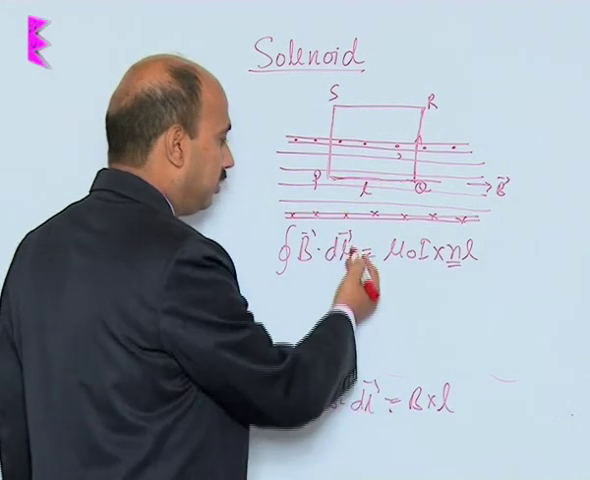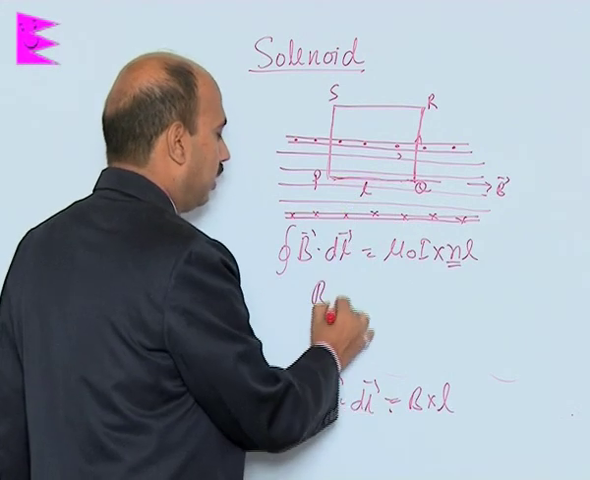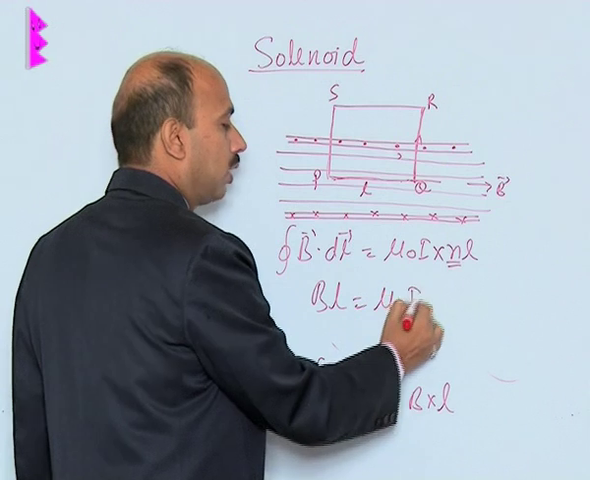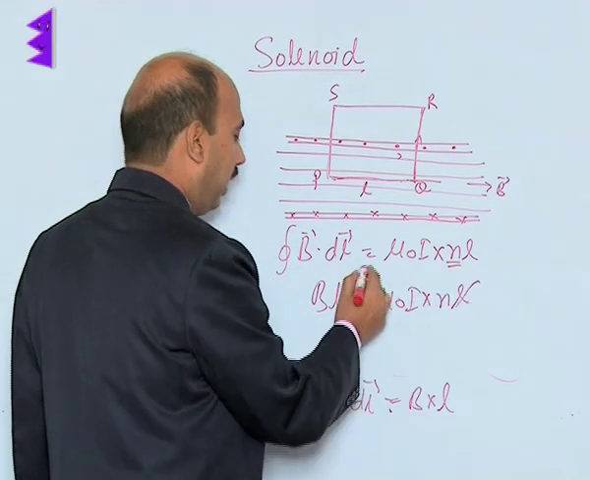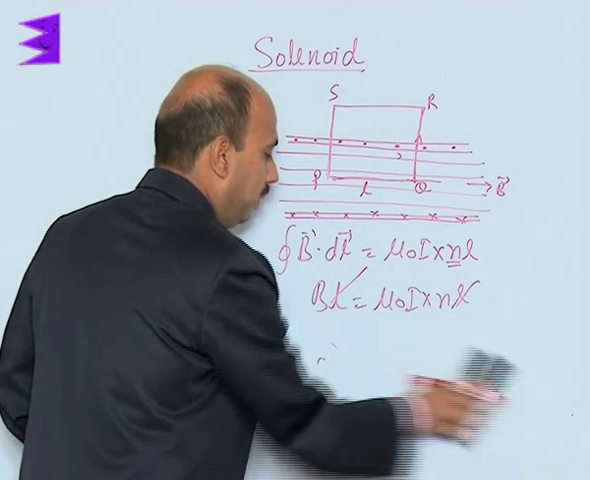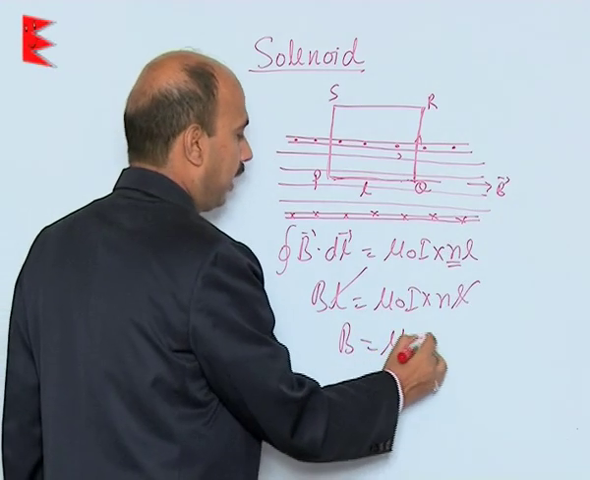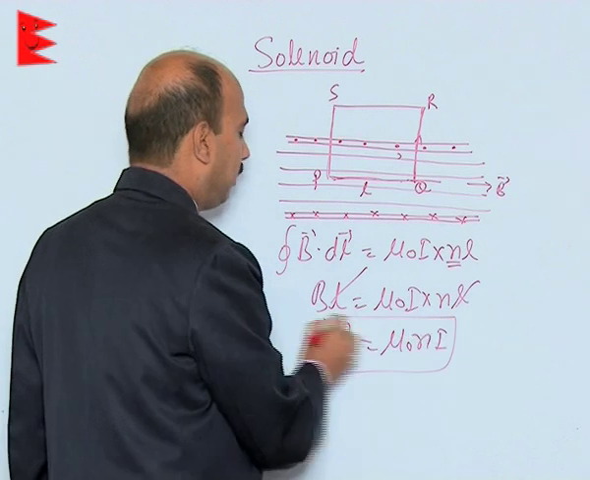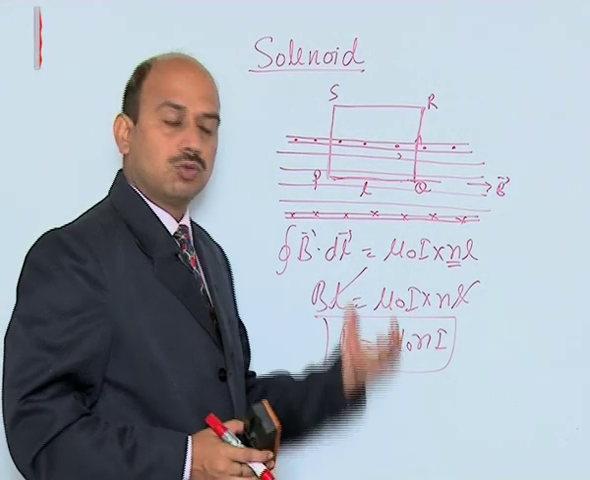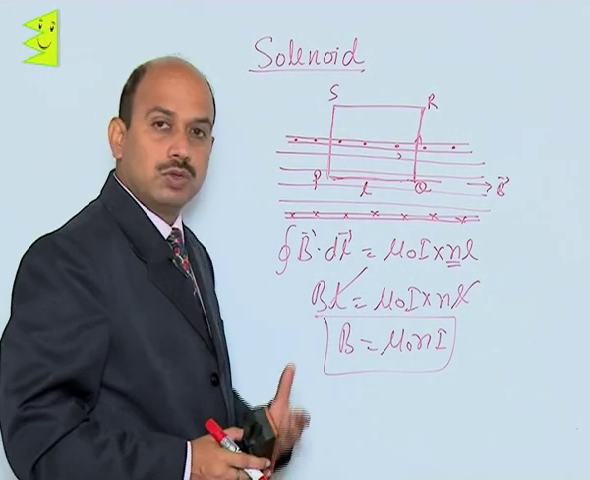Now, we can equate these two equations. So, we get BL equals mu naught I times NL. L and L get cancelled, so we get B equals mu naught N I. This is the magnetic field due to this long solenoid inside it, and it remains uniform.